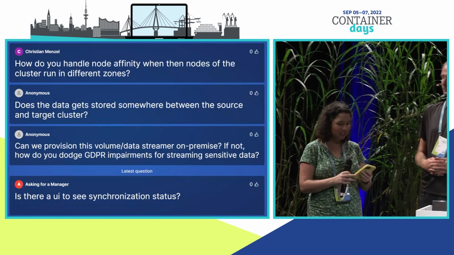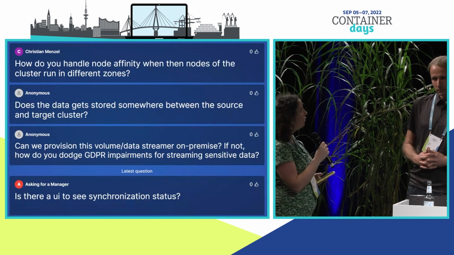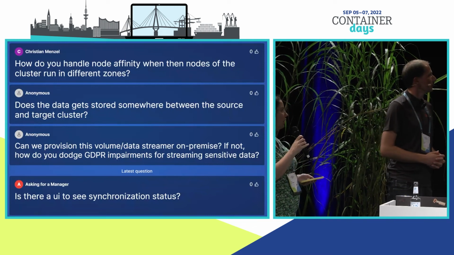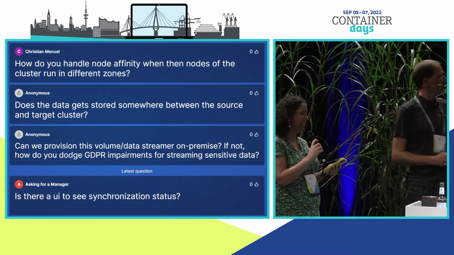All right, so we do have a few questions already. So here we go, they're up on the screen if you want to have a look. How do you handle node affinity when the nodes of the cluster run in different zones?